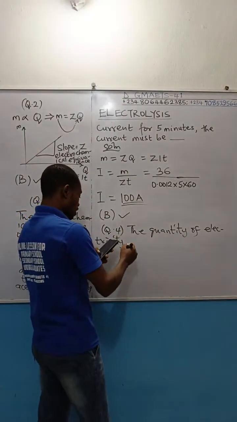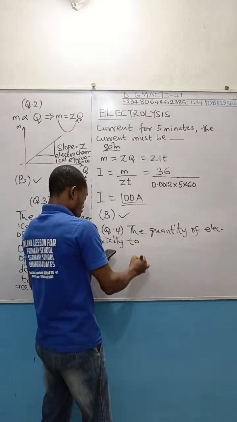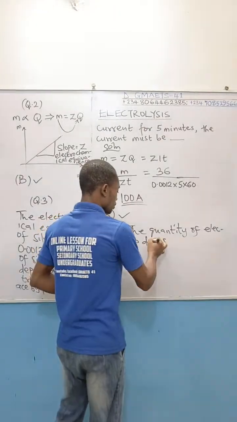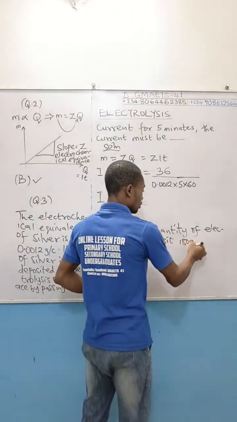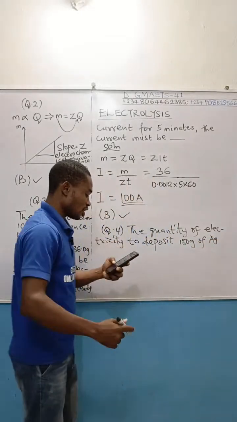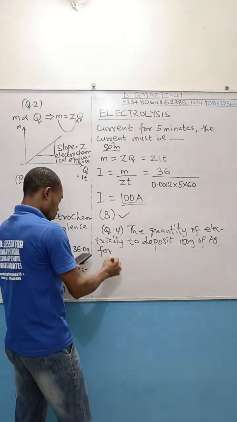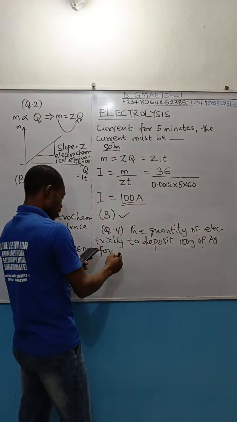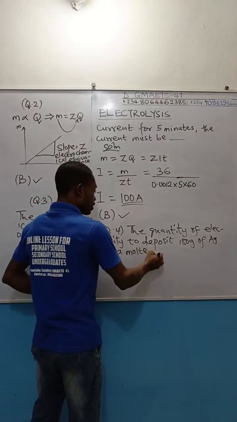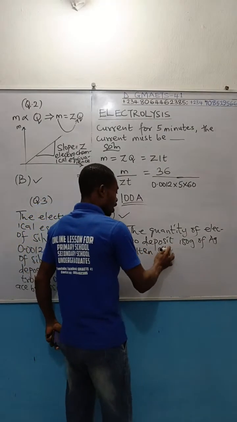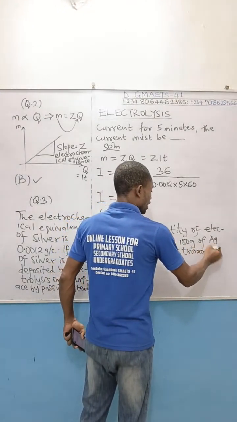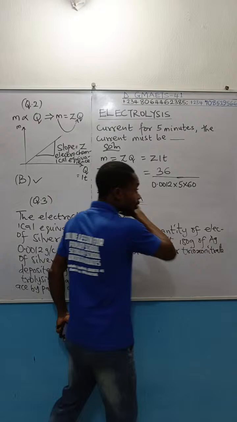The quantity of electricity required to deposit 180 grams of silver. The silver was written as Ag. So it's expected you know the chemical symbol of silver. From a molten silver nitrate. From a molten silver trioxo nitrate 5.